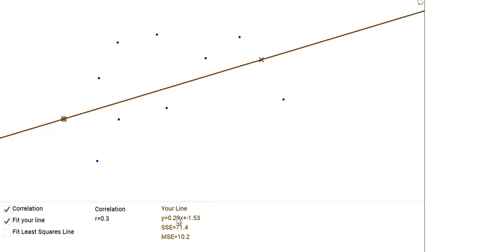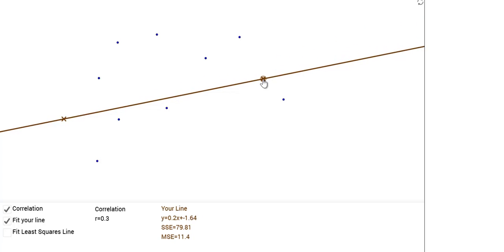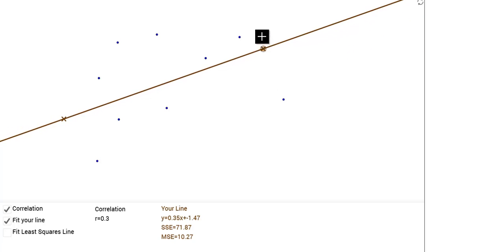Now down here you'll see some numbers. You'll see the equation of the line, and SSE and MSE. This is written for another class, so they don't use the words RMS error, but RMS error is about the same thing as MSE. So we're going to drag this line and look for the smallest possible MSE we can get.